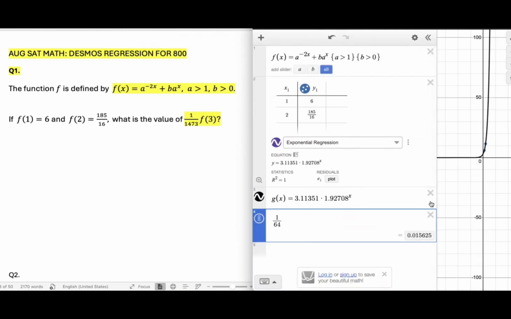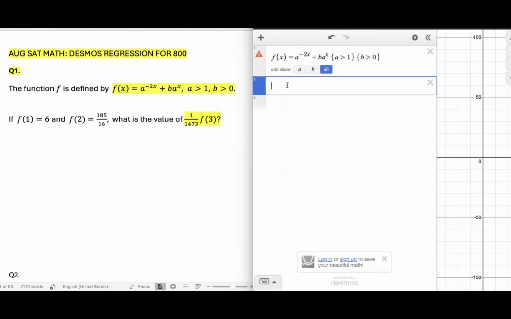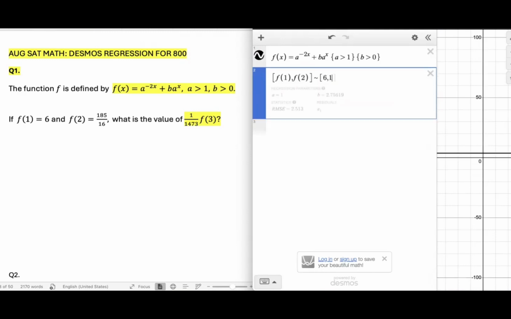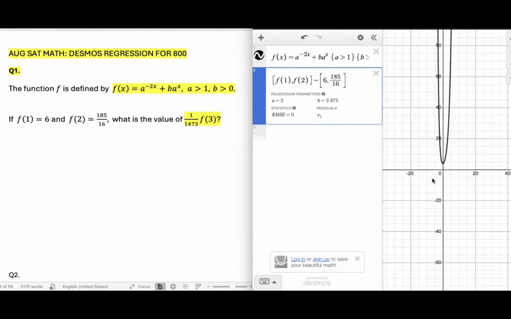That is also another way you can. That's what most people try to do. But the graph is better, right? So what you're going to do, you're going to regress. You say f of 1, then f of 2. You put all those terms on the left side, regression to their answers. Their answers are what? 6 and 185 over 16. And you see we get an answer right away. You plot the graph. It's the same thing. This is your graph. This is the same answers we got.